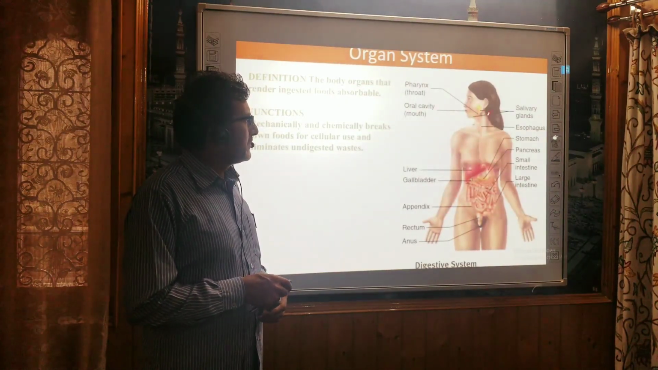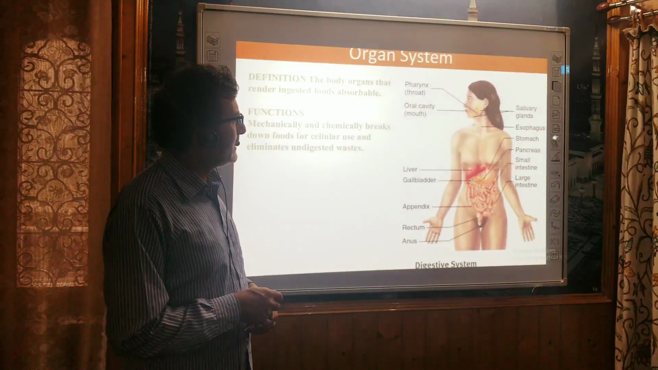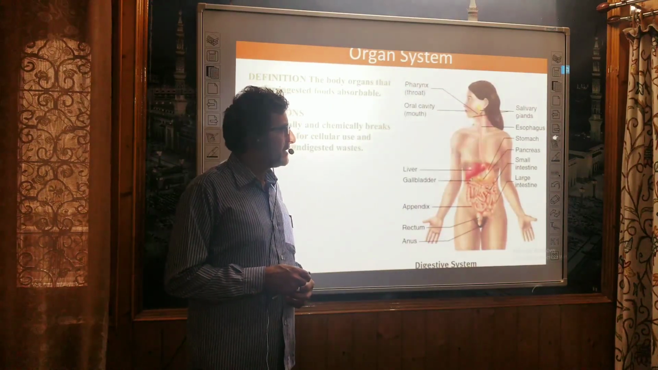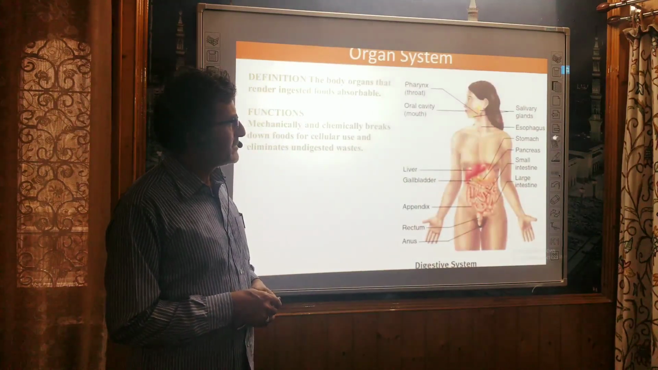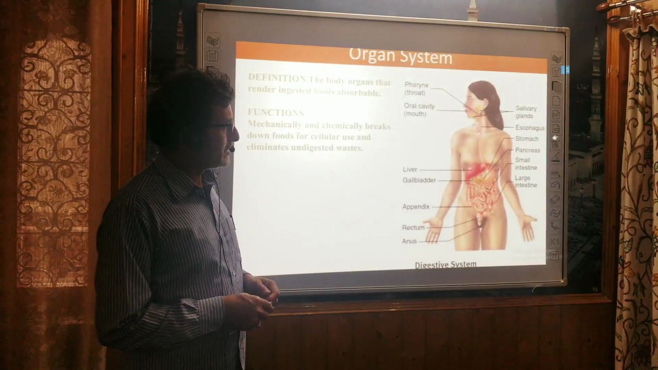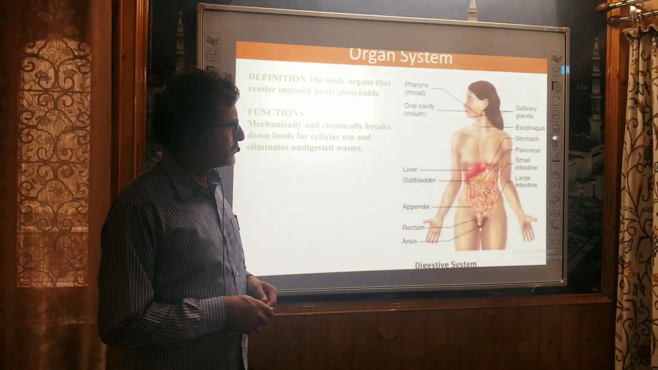Let us first take the example of the mouth. Mouth contains teeth, tongue and salivary glands. Salivary glands are three pairs which secrete saliva. Saliva contains enzymes which combine with the food in the mouth. Teeth help in the crushing and mastication of the food. Esophagus is the passage through which food reaches the stomach.